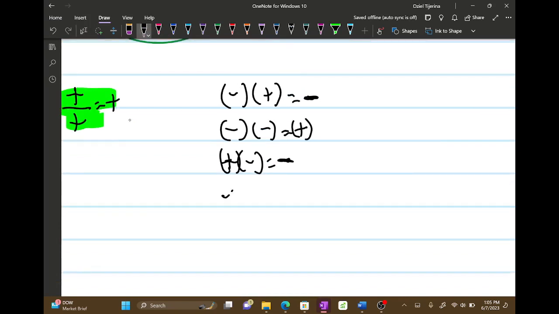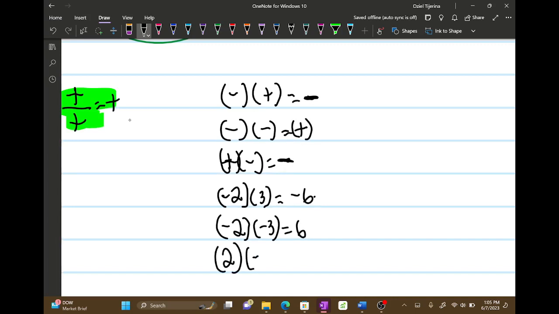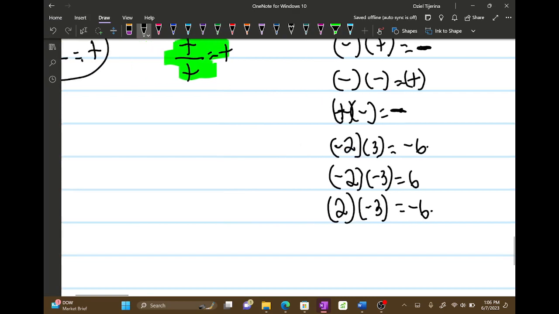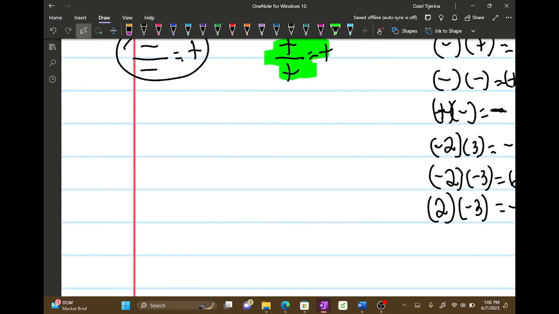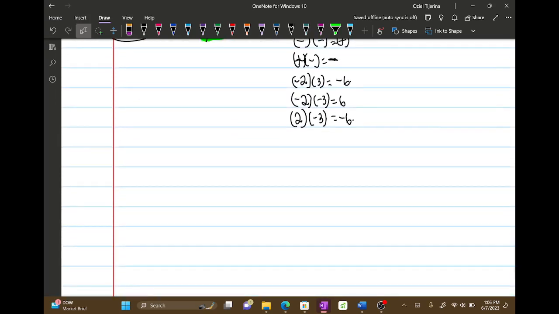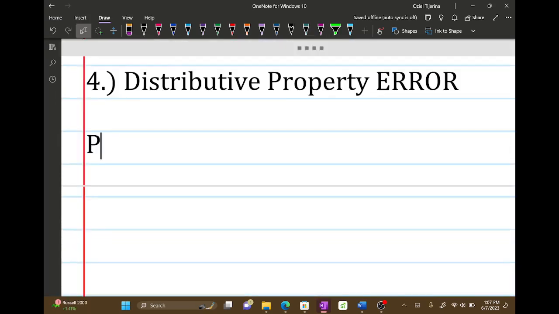So like if I say negative 2 times 3, this is negative 6. If I say negative 2 times negative 3, this is 6. If I say 2 times negative 3, this is going to be negative 6. So we have to remember those rules. Otherwise, these are just very simple algebra mistakes that students make all the time, and we have to be careful. Okay, so that is yet another rule.